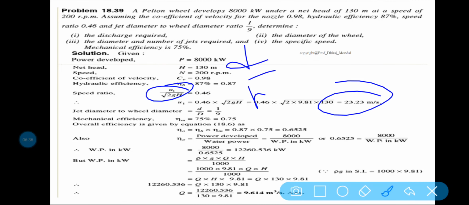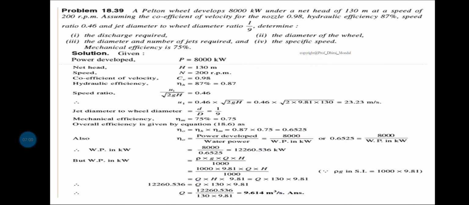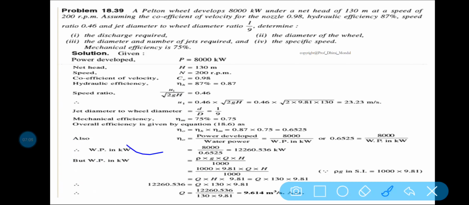Now d by D, it is equal to 1 by 9. Clear? So mechanical efficiency 75%, overall efficiency you can find out 0.65. So overall efficiency is equal to power output, your shaft power, by water power. Now water power is equal to rho g Q H by 1000. So you know that this water power is equal to Q H into 9.81. So from this equation you know the H, you know the water power here basically, 8,000 by water power is equal to 0.65. So you can find out the water power.